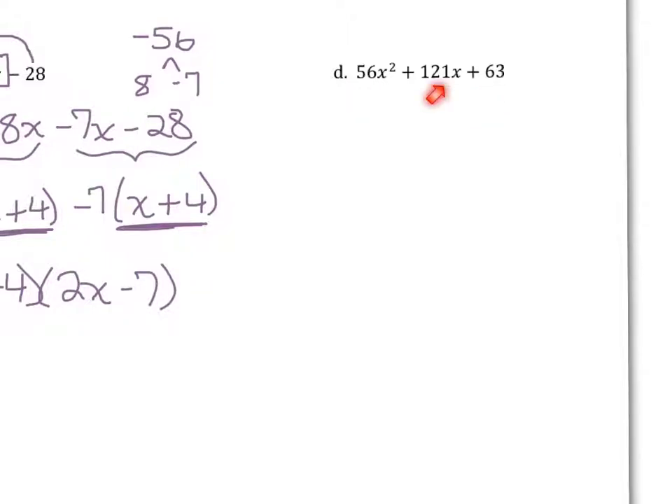121 is a bigger number, so I'm going to get my calculator. I'm going to see how many times 7 goes into 121, and hopefully it's evenly, but it's not, right? If you put it in your calculator, you're going to get a decimal. That means 7 doesn't go evenly into 121. With that being said, I don't think there's any other numbers that can be a GCF. So we don't have a GCF in this example.